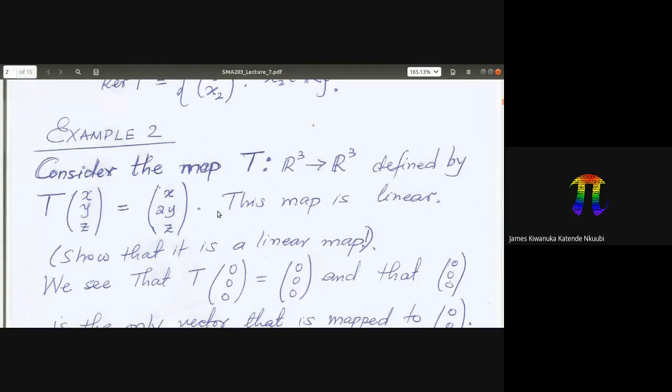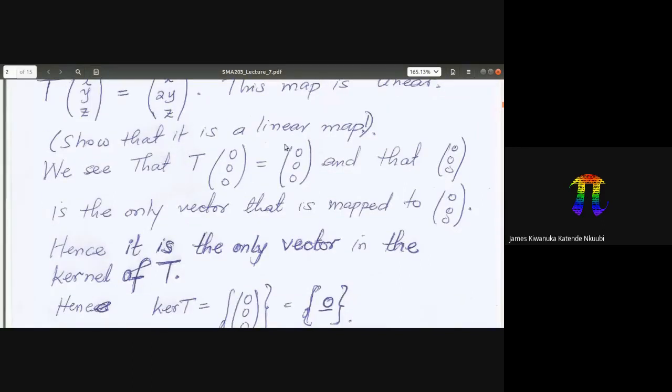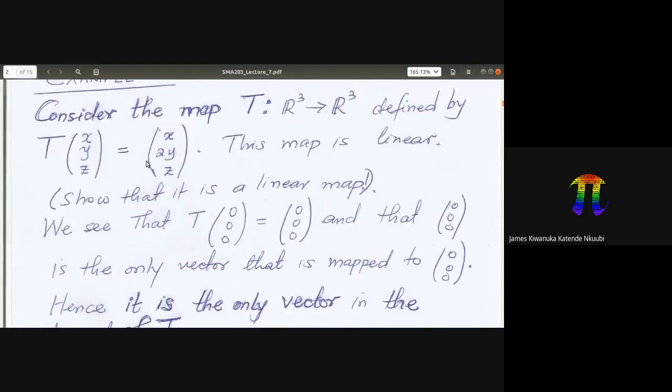So again, this is a linear map. In your own time, you can try to check that this is a linear map. This map takes these vectors in R3 to this vector in R3. Now, the vector 0, 0, 0 is the only vector that is mapped to 0, right? If any of these numbers is not 0, then there is no way that this vector, the image, can be 0. Are we together?